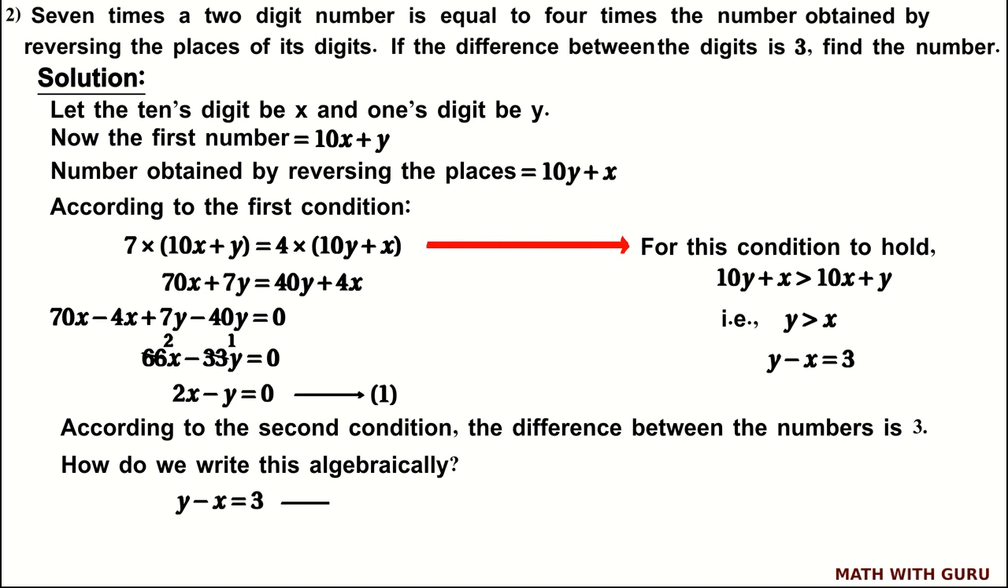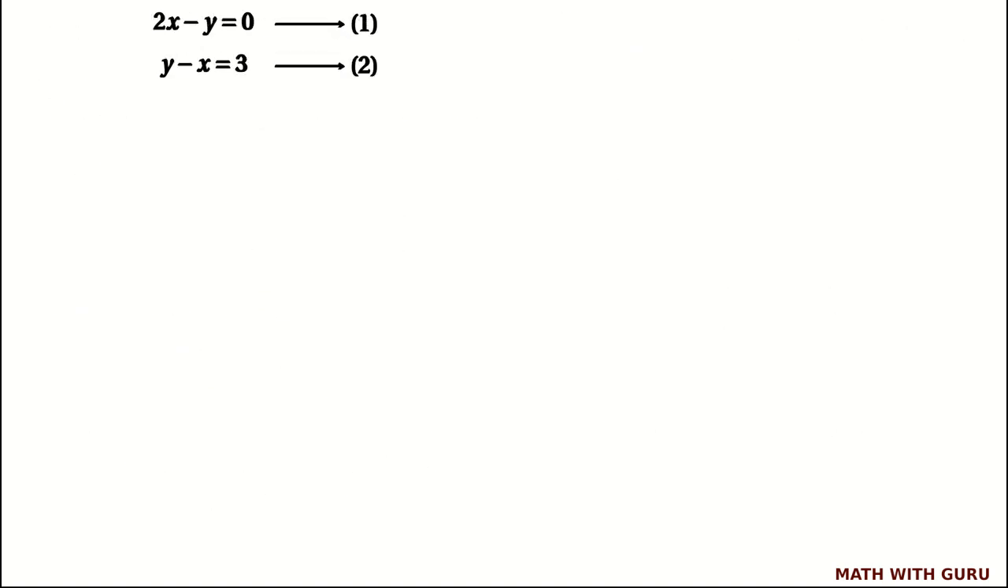Name this as equation 2. Here are two equations: 2x minus y equals 0, y minus x equals 3. We can solve this pair of linear equations by the method of elimination very easily. Adding equations 1 and 2, we get minus y plus y, they get cancelled. 2x minus x is x. 0 plus 3 is 3. Therefore, x equals 3.